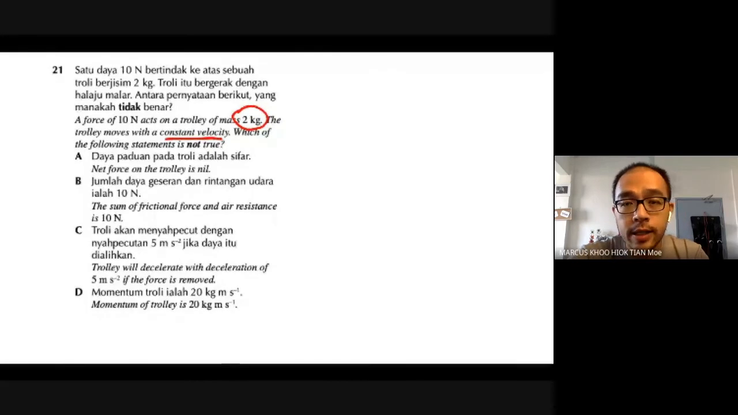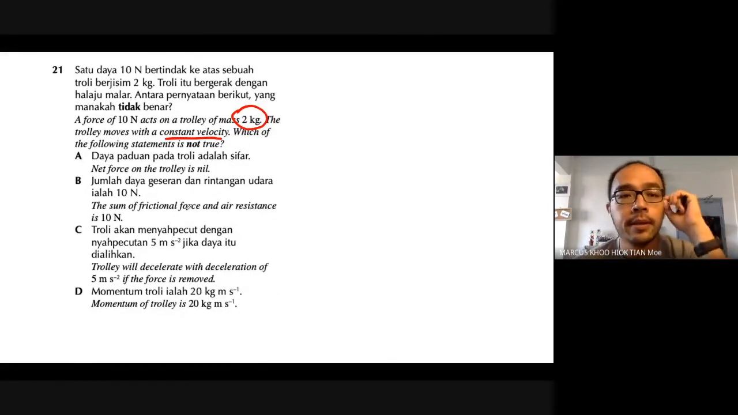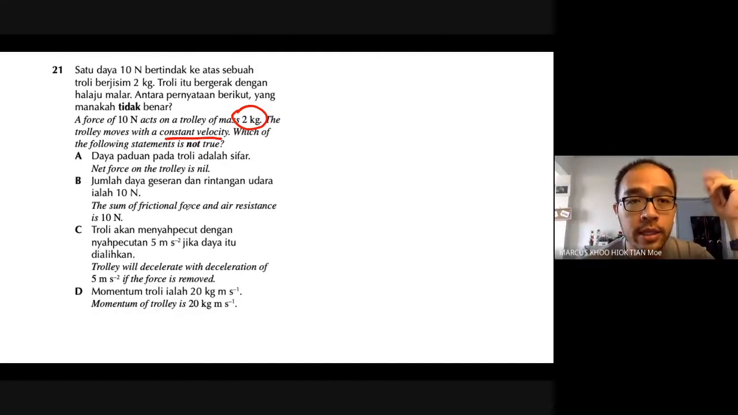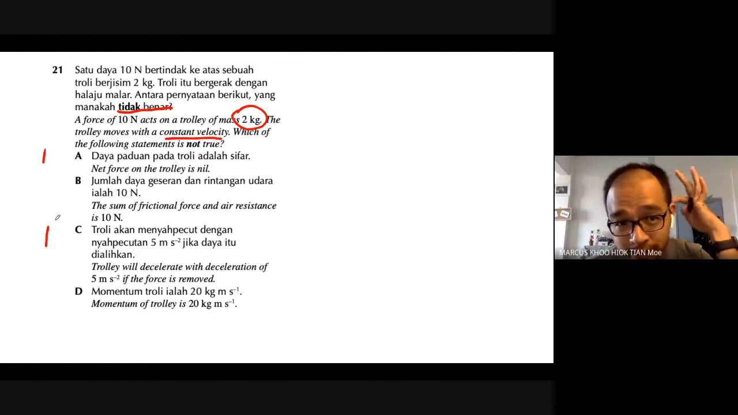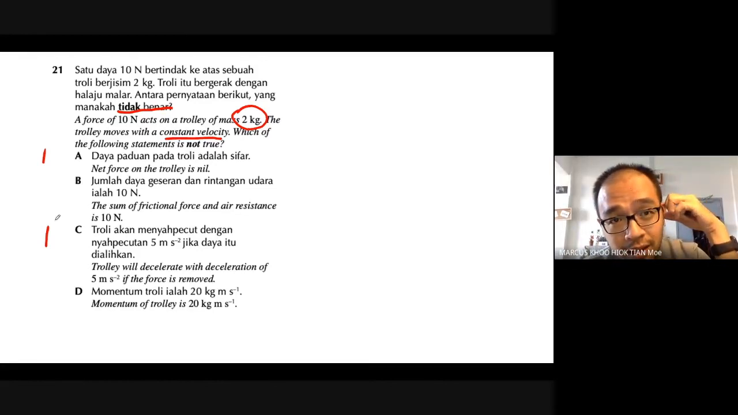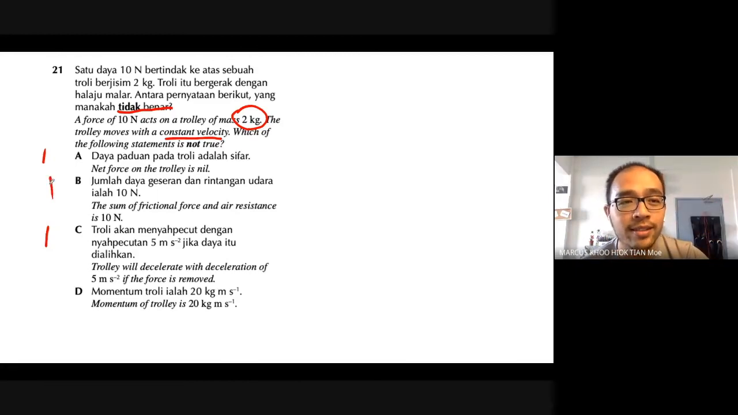Okay, let's have Ethan. What do you think is the answer? A. The net force on the trolley is nil. Why do you say A? Anybody else? Everybody also thinks it's A. Anybody else got a different answer? C. The trolley will decelerate with a deceleration of 5 meters per second if the force is removed. Okay, so there is 1 vote for A and 1 vote for C. How about the rest of the 24 people here? 22 more people. B. So everybody wants to choose one answer. Is anybody going to choose D? Nobody wants to choose D. Everybody chooses A, B, C.